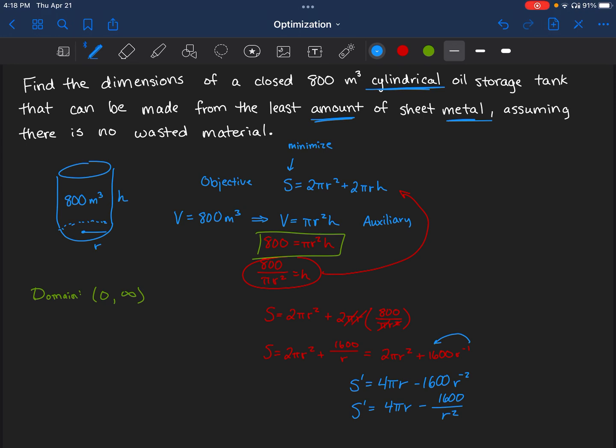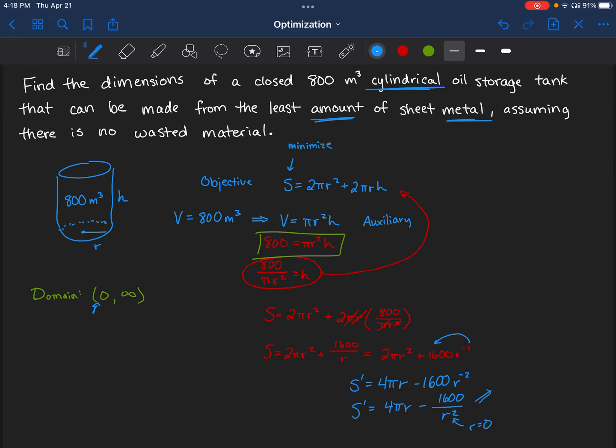Again, I want to point out that this function is not defined for r equals 0, which is why I used an open bracket there, not a closed bracket. So again, my derivative is undefined when r equals 0, but that's not realistic, so I'm going to ignore that as a critical value.